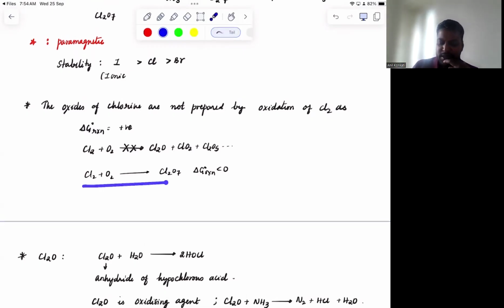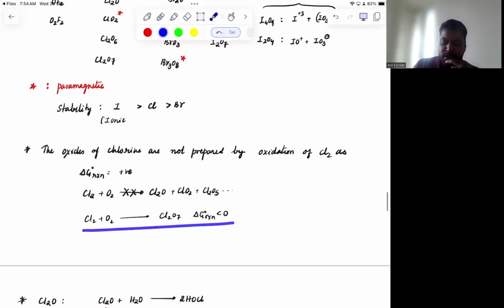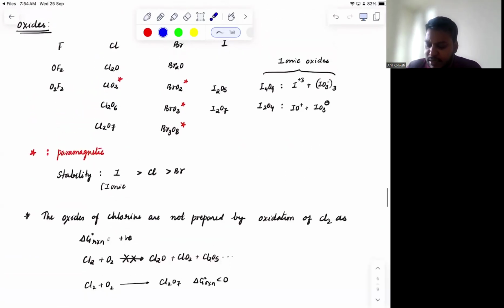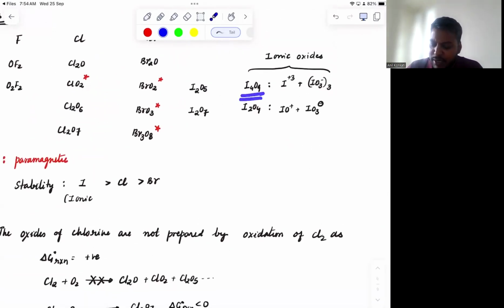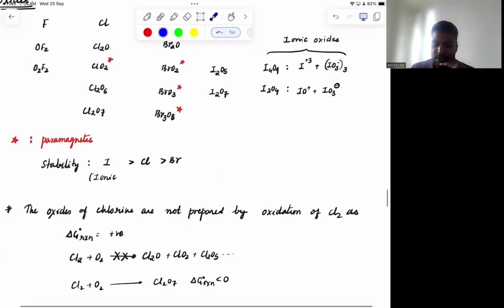I guess this part is clear. Only for Cl2O7 it is negative, but for all the others, delta H and delta GF will be positive. Okay, and notice these ionic compounds. I4O9 is I3 plus IO3 minus, thrice of it, and I2O4 is IO plus and IO3 minus. Okay? These two are completely ionic forms.